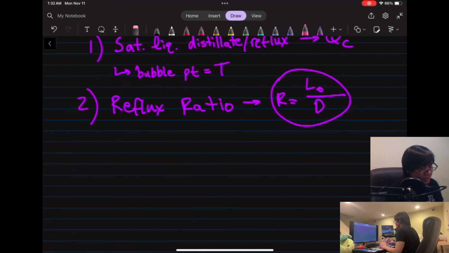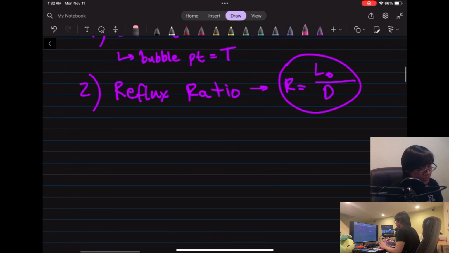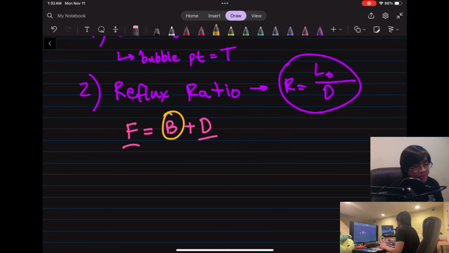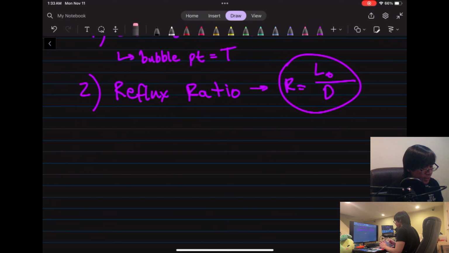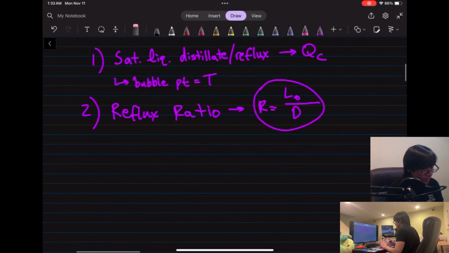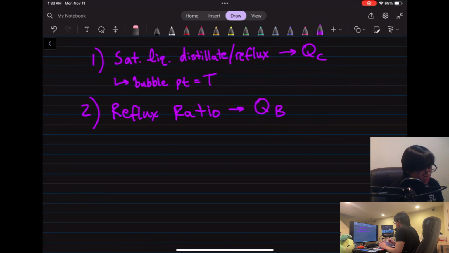And with the distillate and our bottoms, since we know our feed, that's equal to our bottoms plus our distillate. If we know our distillate and our feed, then we know our bottoms. And with our bottoms, not necessarily this way, but you can determine how much heating power you should put in with our reboiler. So that's where that comes from. This is essentially just the power of our boiler.